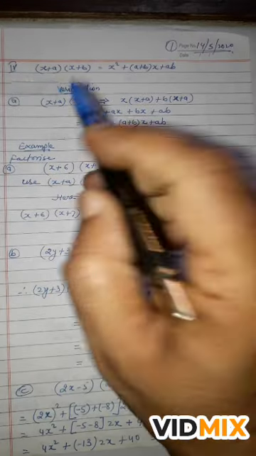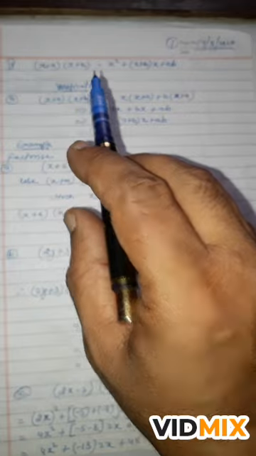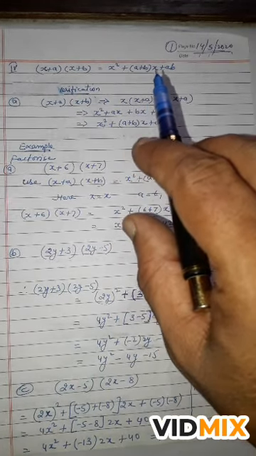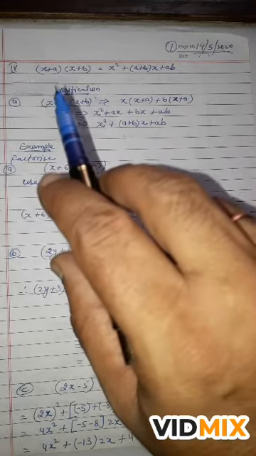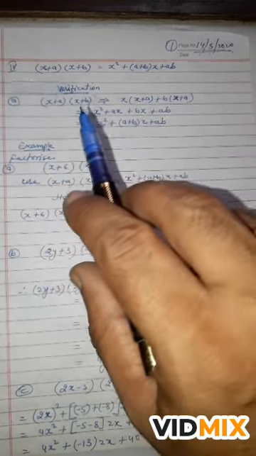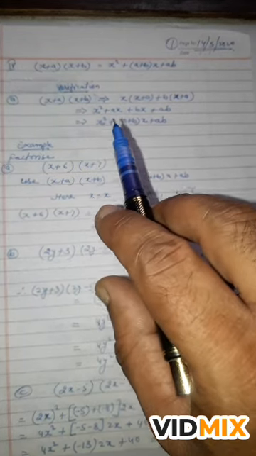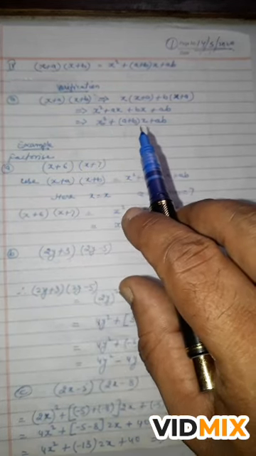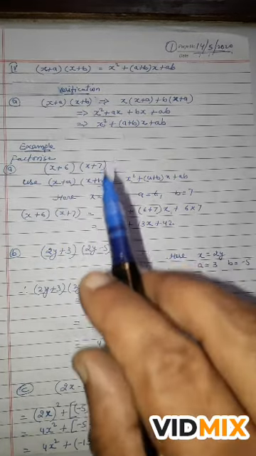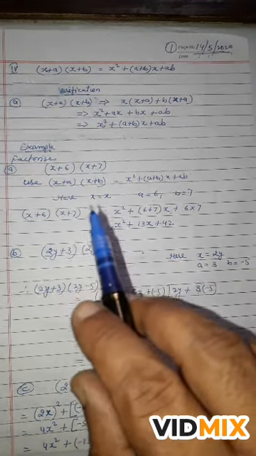Good morning, children. Today we will take another identity, that is (x + a)(x + b). It will give the result x² + (a + b)x + ab. For verification, we multiply both the binomials, (x + a) and (x + b), which will give the result x² + (a + b)x + ab. We will try to understand the identity by solving some examples.